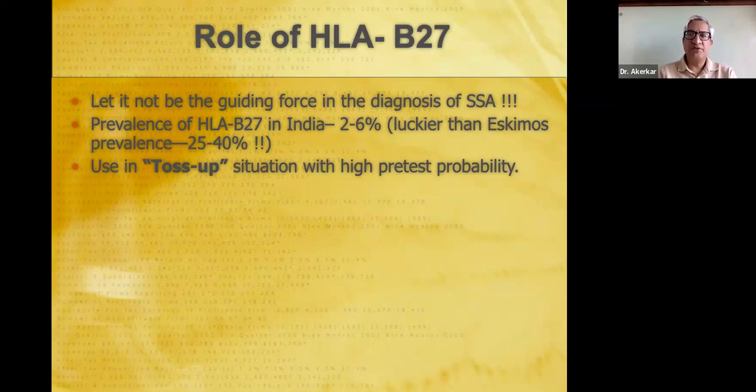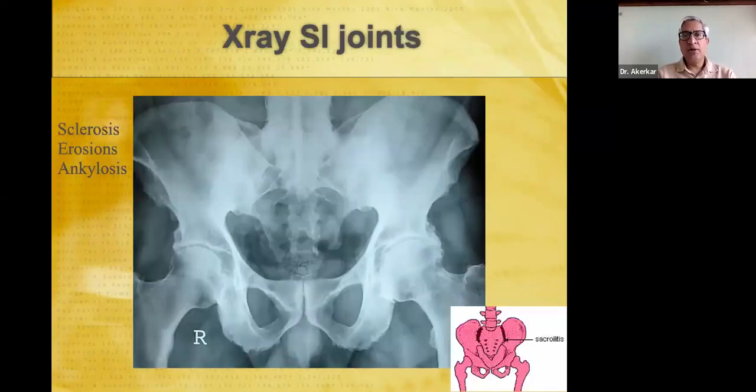Somebody with the HLA-B27 gene may also have a prolapsed disc and have a mechanical backache. So you have to be sure that this is inflammatory backache. Only then does getting an HLA-B27 make any sense. And even if it turns out to be negative, if it is inflammatory backache, we can go ahead with radiology to confirm the diagnosis. Now, what in radiology?